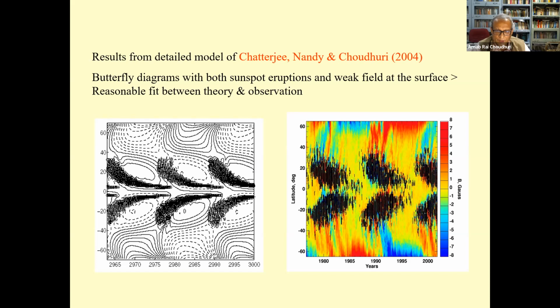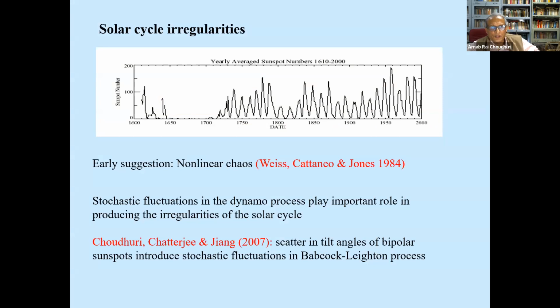So now I come to the irregularities of the solar cycle. You know that the solar cycle is only approximately periodic. There are some cycles which have been very strong and some cycles which have been weak. And during the 17th century, there was a period of something like 85 years or so when sunspots were not seen at all. This is called the Maunder minimum. So the question is, what gives rise to this sort of irregularities in the solar cycle?